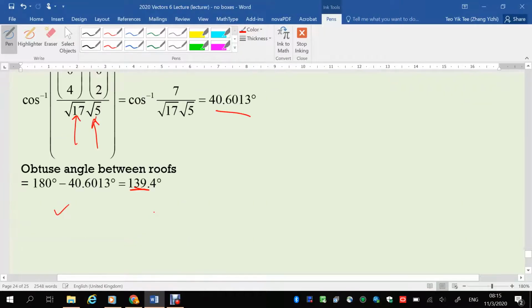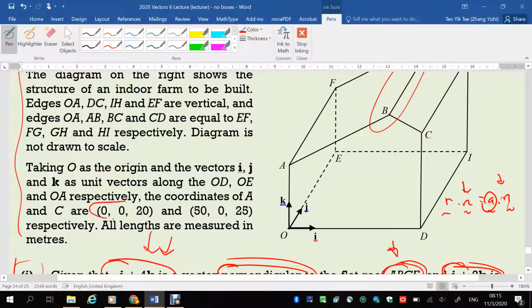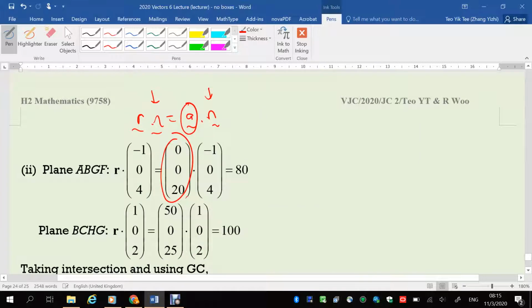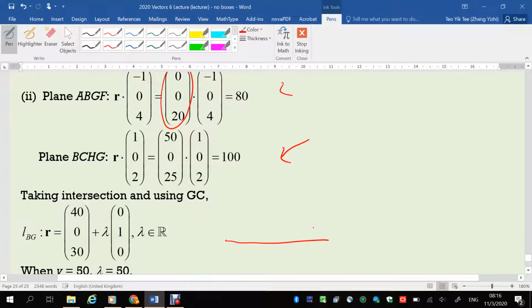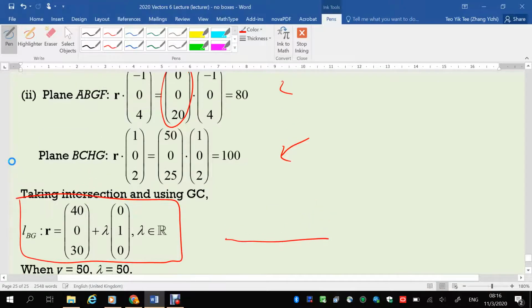Where do the 0, 0, 20 come from? They come from down here, the coordinates of point A and point C. So you can write down the equations of ABGF and BCHG in r dot n form. These are your two planes. Your job, as I said, is to understand that you need to find the intersection of two planes. Use your calculator, activate your GC. You should be able to give me the equation of the line of intersection of the two planes. That's the first part done.